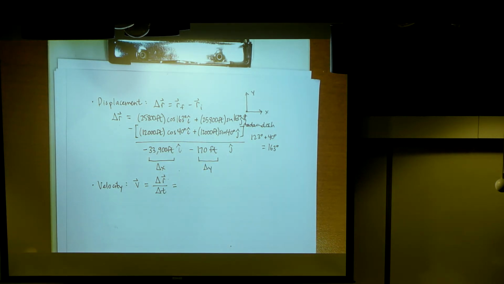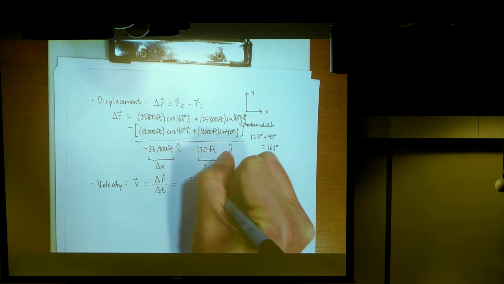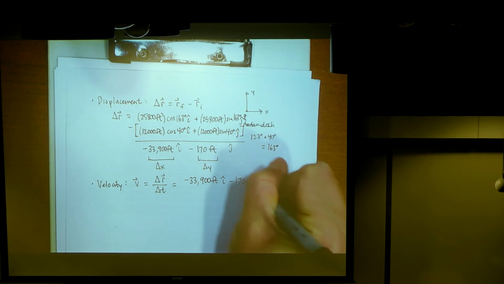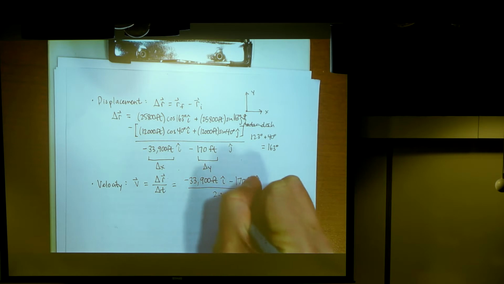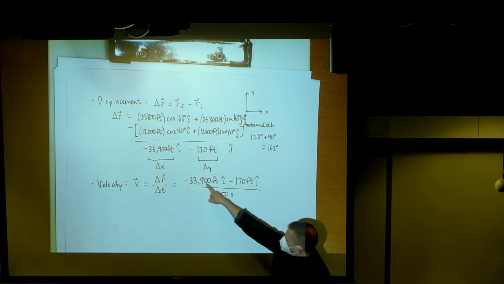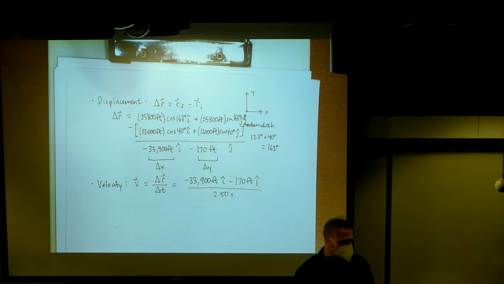It's 2.5, okay? So I'll write down the delta r vector. We have minus 33,900 feet i hat, minus 170 feet j hat, over 2.5 seconds, right? That's just copying down delta r and then dividing out the delta t. But just so you know how this works out mathematically, you have to divide out this time from the x component and from the y component. So we have two calculations to do.